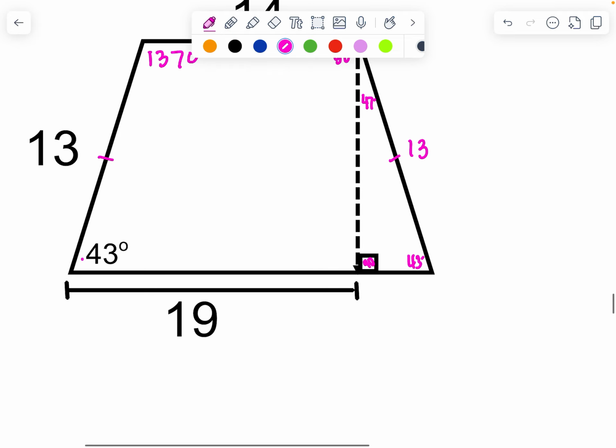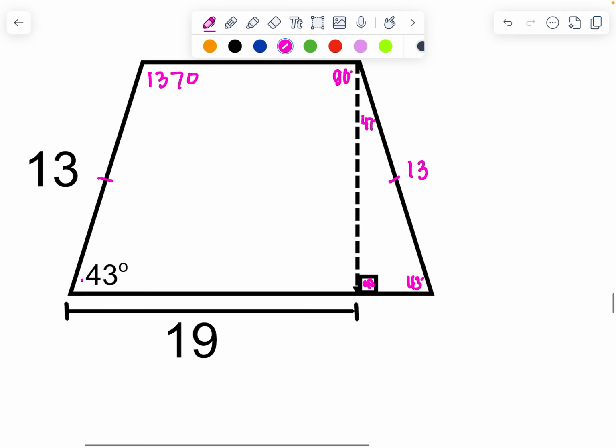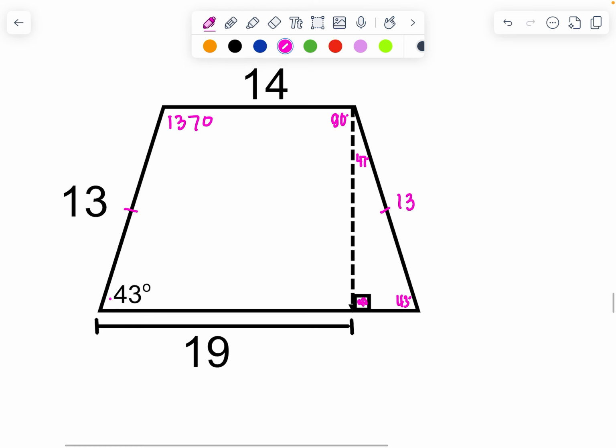All right, so let's see what else I can find. I know this base up top. I'm going to highlight what I'm talking about. This base up top right here is 14. If I drop another altitude right here, I know that from here to here in green is 14. That makes the whole piece from here to here 19. 19 minus 14 is 5, so that makes this 5. And that makes this 5 because they have to be the same, right?